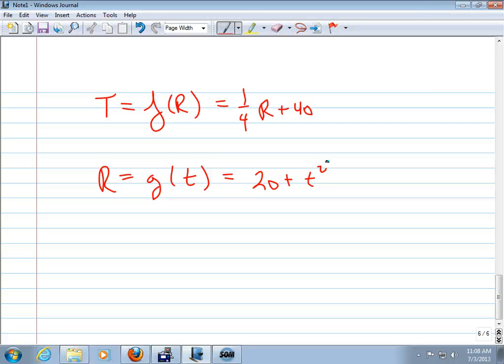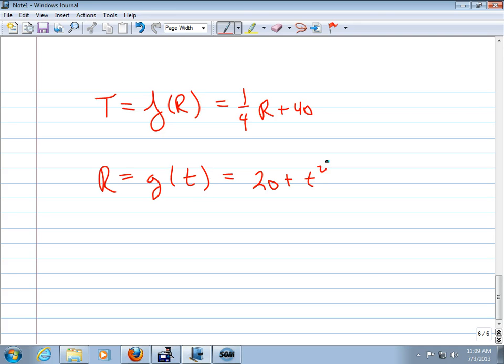So what is it at 1 a.m.? What's the chirp rate at 1 a.m.? 21. What's the chirp rate at 2 a.m.? 24. Do you see what it's saying? What's the chirp rate at 10 a.m.? 120, and so forth, okay? That's what they're saying.